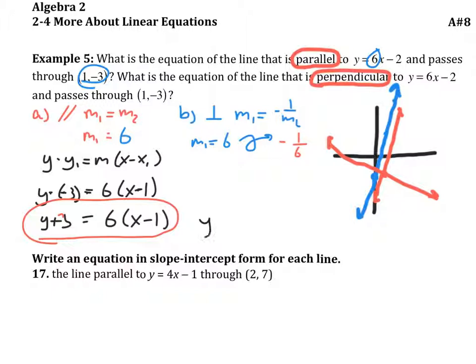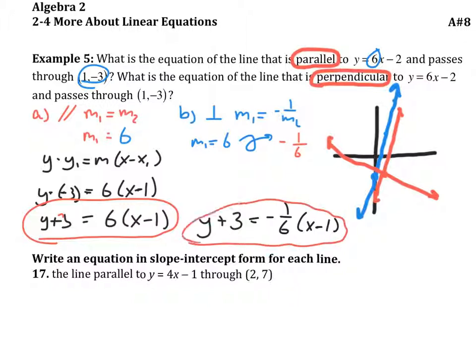So effectively, I can jump to this right here and just replace the slope there. So y plus 3, why can I do that? Again, because I'm using the same point here, equals negative 1/6 times x minus 1. So the equation of the line that is parallel is over here, and the equation of the line that is perpendicular is over here.